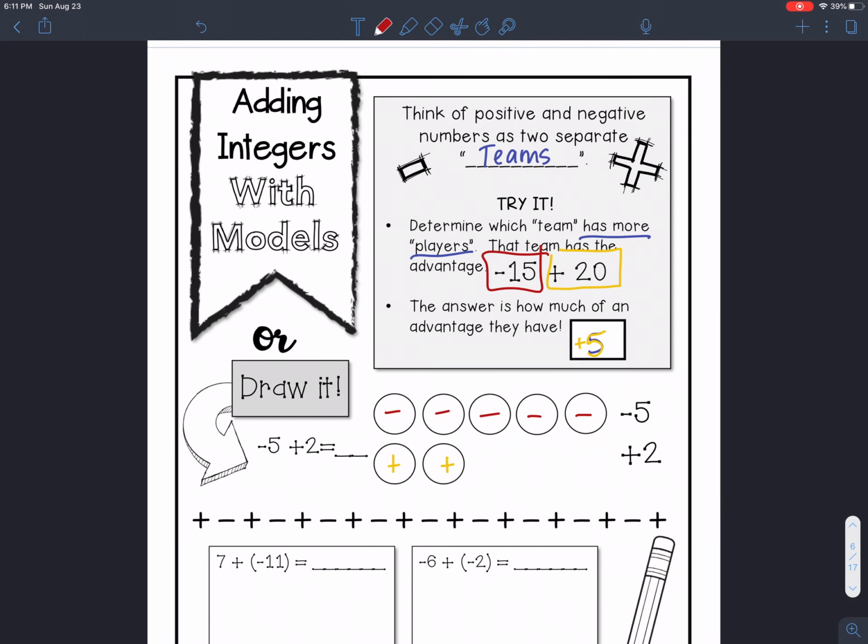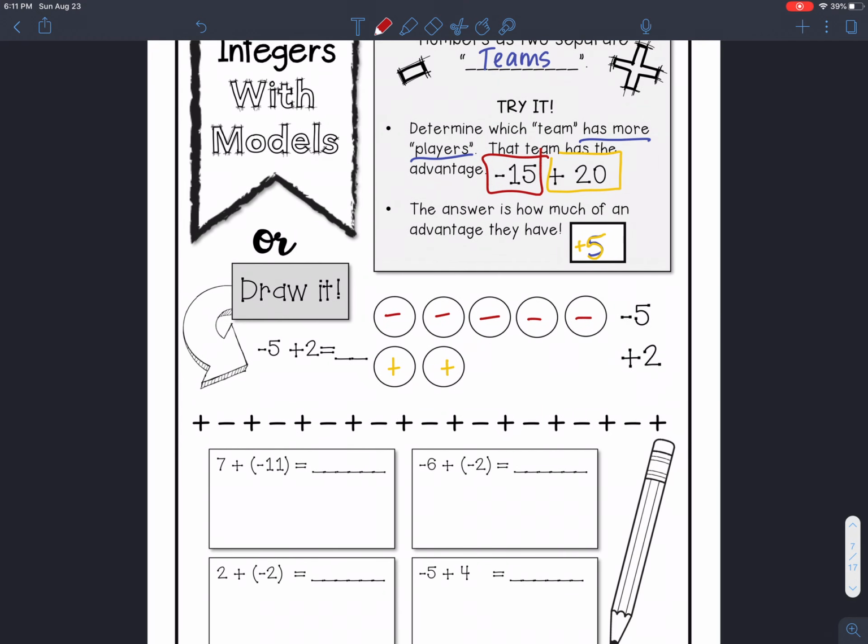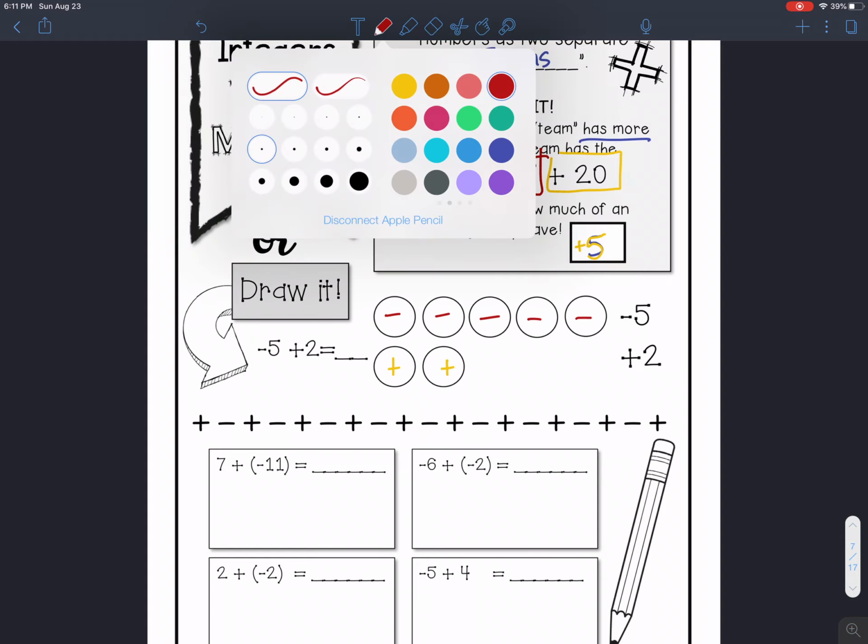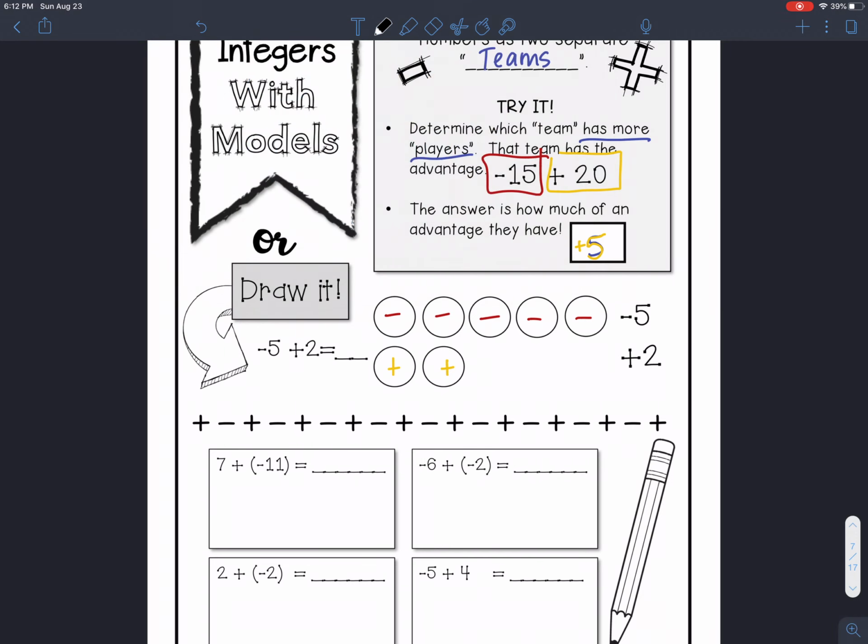So let's see what that looks like. We know that a positive and negative cancel each other out. You may have learned in science that an electron and a proton cancel each other out. That carries over into math. If you haven't learned that, no big deal. You know that if we go up 1 and down 1, we end up at 0. Or if we go up 2 and down 2, we end up back at 0.